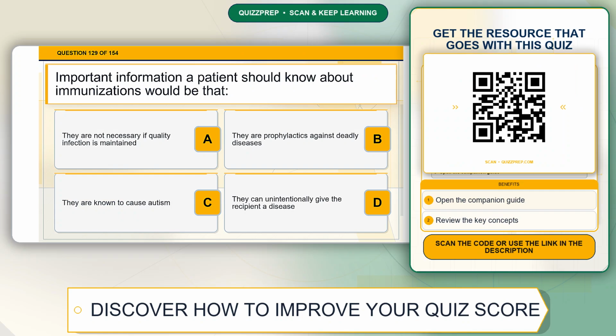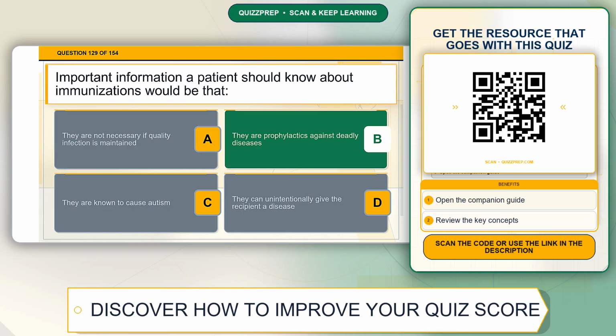Option B, they are prophylactics against deadly diseases. Option C, they are known to cause autism. Option D, they can unintentionally give the recipient a disease. The correct answer is option B. They are prophylactics against deadly diseases.